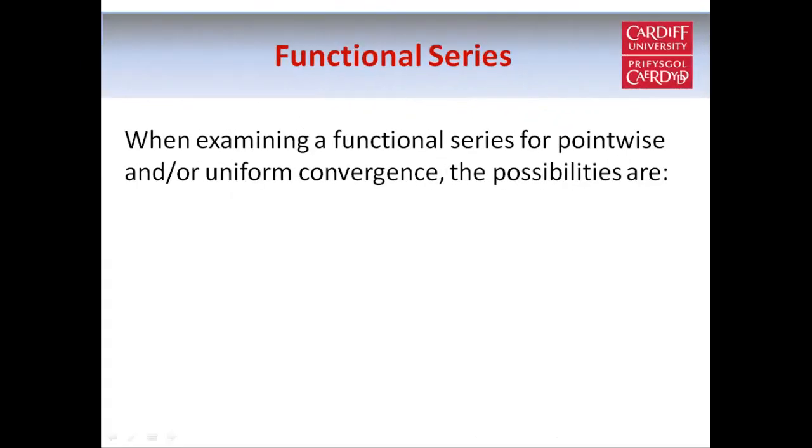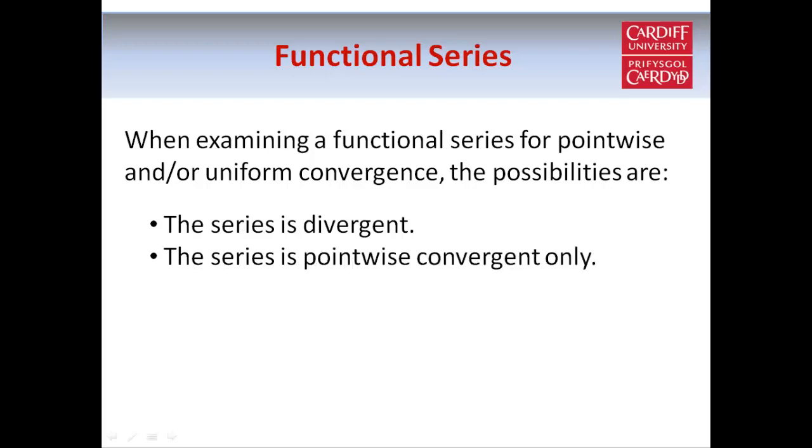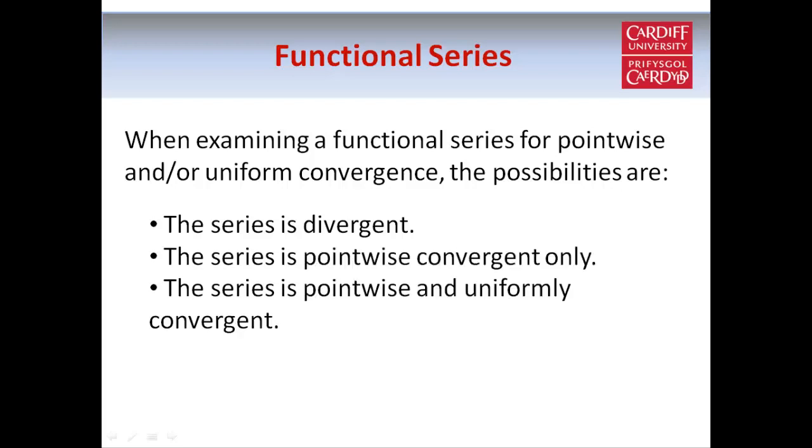Now without any further delay, let's get on to some examples. When you're examining a functional series for pointwise or uniform convergence, essentially there are three possible outcomes that you're looking for. The series can either be divergent, it can be pointwise convergent but not uniformly convergent, or it can be pointwise and uniformly convergent. And in the second part of this tutorial, we'll have a look at some examples of each of these types.